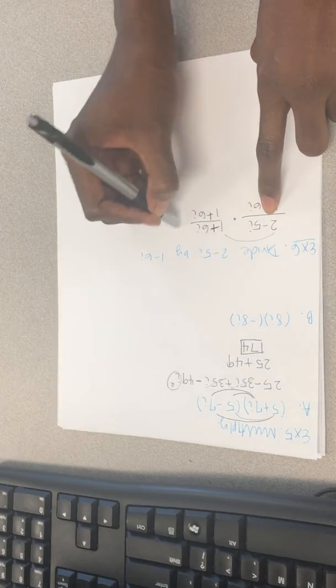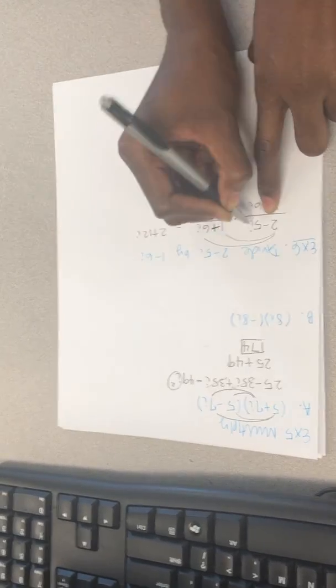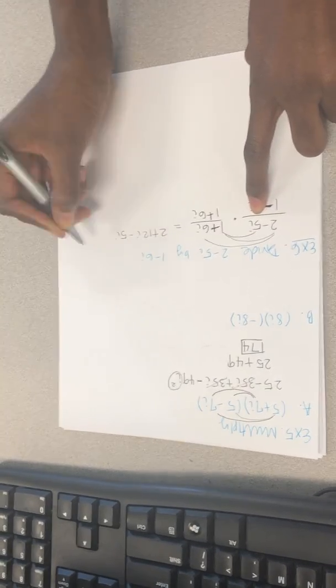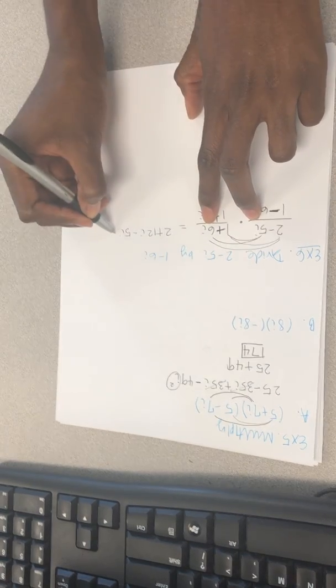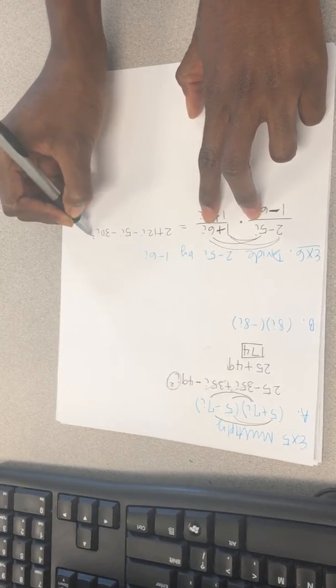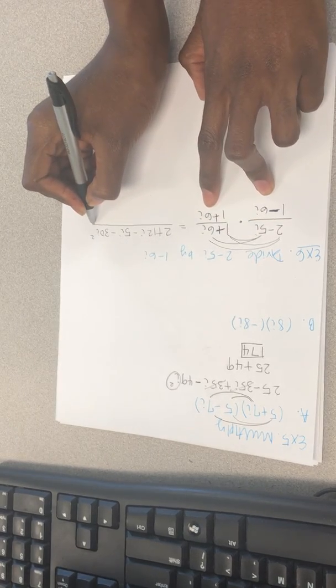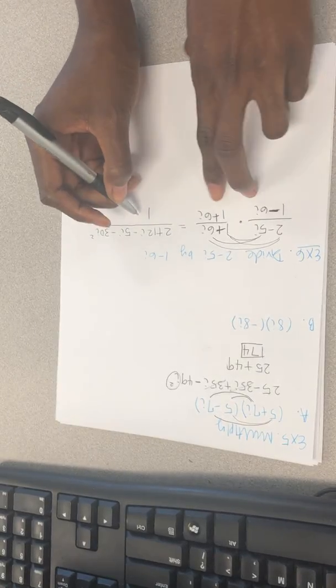So we do 2 times 1, it's just 2. 2 times positive 6, which is 12i. Negative 5 times 1, which is negative 5i. Negative 5 times positive 6i gives us a negative 30i squared. And then on the bottom, we're multiplying by the conjugate, so we know that we can just take that first one and then do the last one.